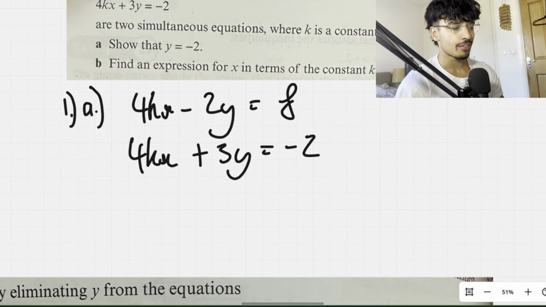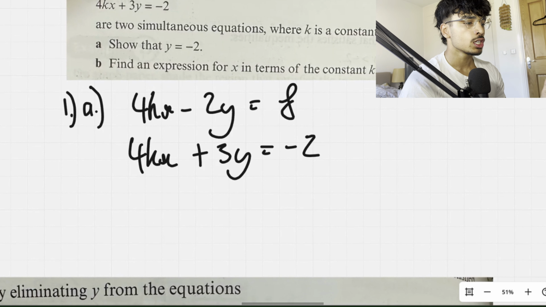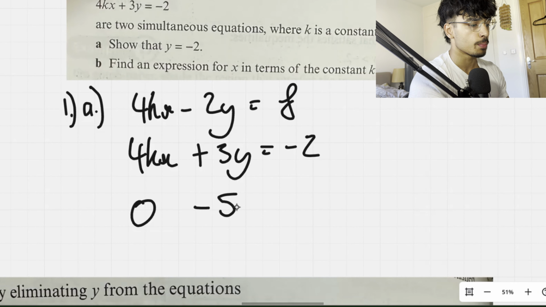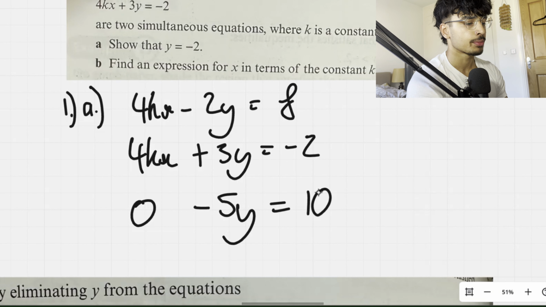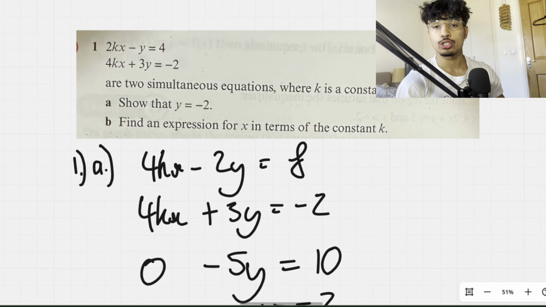Alright, now essentially we need to get rid of the 4kx's, so we minus them from each other. It doesn't matter which one we minus from the other. So I'm going to minus the top from the bottom, let's say. So you get 0, minus 2y minus 3y is equal to minus 5y. And then 8 minus 2 is equal to 10. Okay, and then y is equal to negative 2. And that, ladies and gentlemen, is your answer.